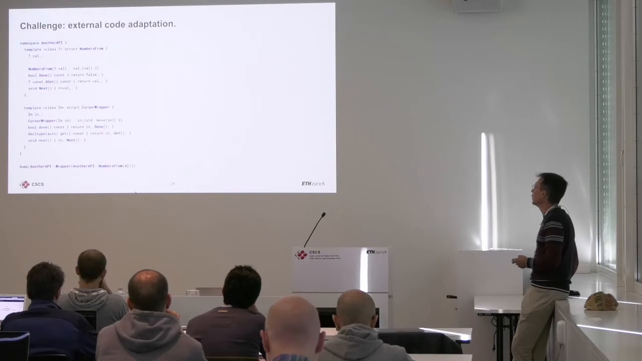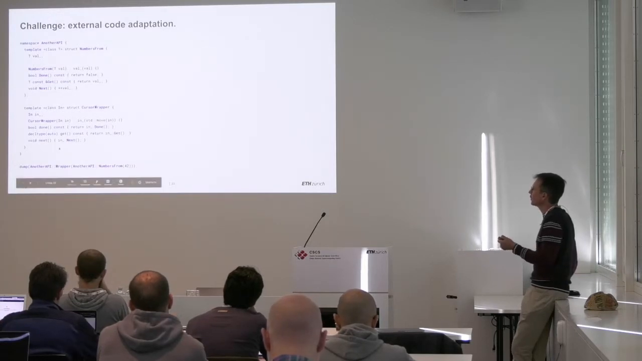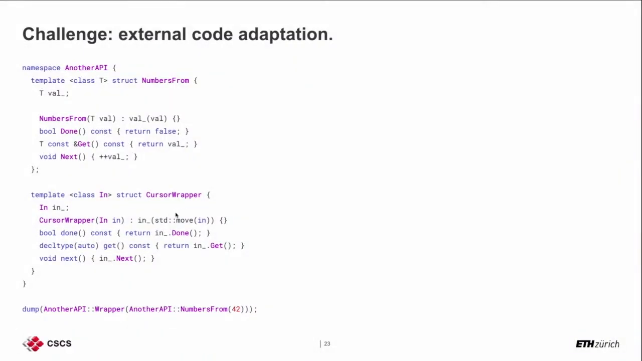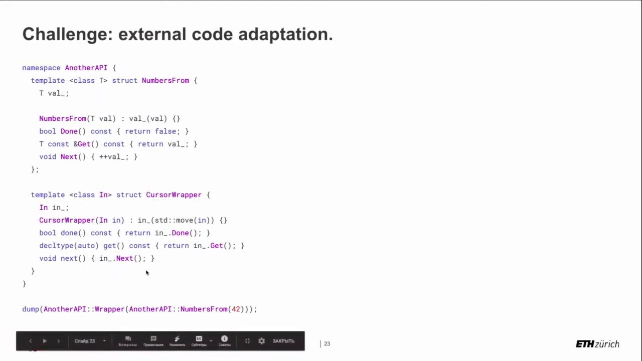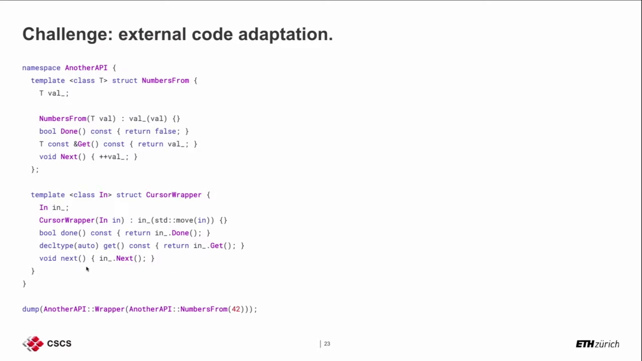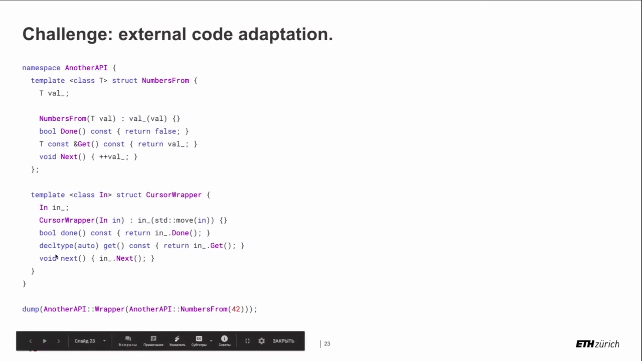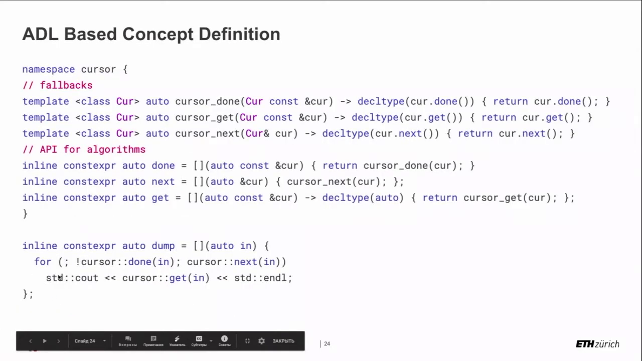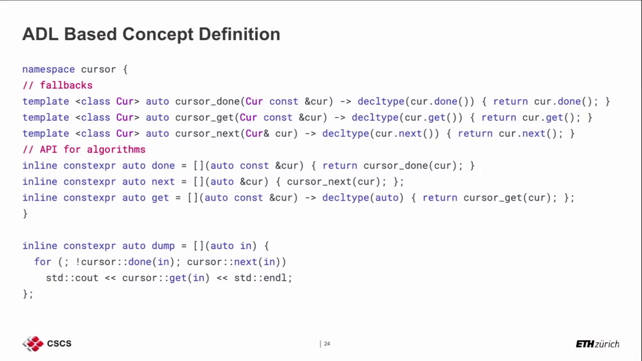Well, what can we do? We can write a wrapper that takes the cursor defined in another API and converts it to our stuff with done, next, get, written without capitals. This will work, but it's kind of annoying. We have to remember that we need these wrappers everywhere. Can we do better? We can. Let's do yet another indirection.